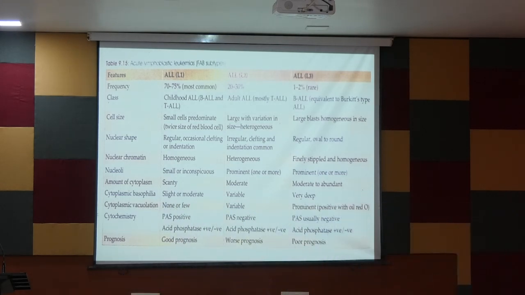Then comes cytoplasm, the volume of cytoplasm. Because ALL L1 is smaller, their cytoplasm will be scanty. Whereas in ALL L2 and L3, because the size is larger, their cytoplasm will be moderate, moderate to abundant, depending on the size. Then nuclear clefting. Nuclear clefting will be seen in which one? ALL L3. There will be some clefting in the nucleus.